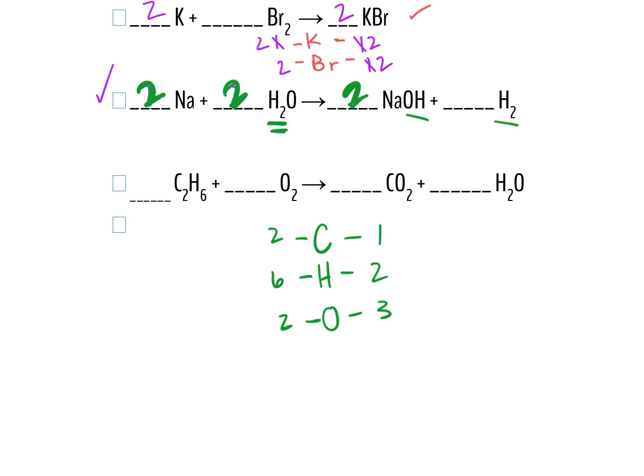Here we're going to run into the same thing with our oxygens. Do we see? The left side will always be even, and the right side starts out odd. So we've got to think about a coefficient to go there that would be even. But that doesn't have to be your first step.